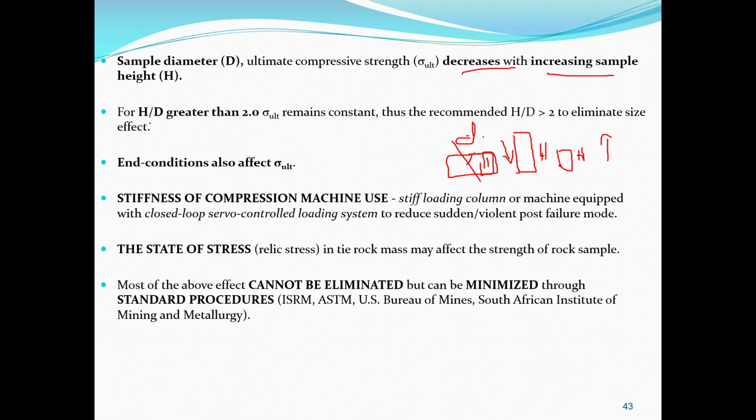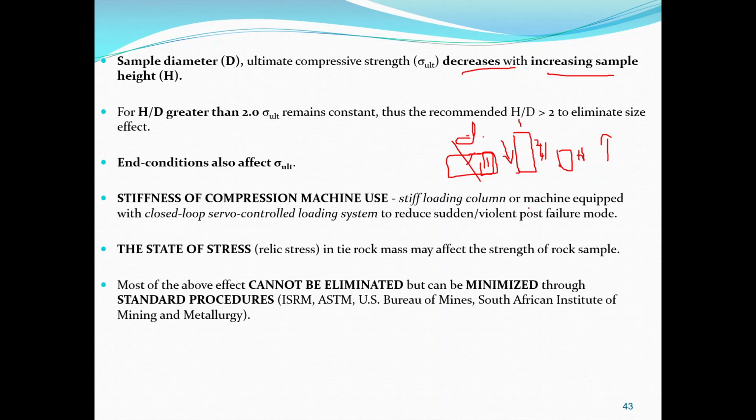That's why for H over D greater than 2 the strength remains constant, but the recommended H over D is more than 2 because of the size effect. So the recommendation is 1 here and 2 here, a ratio of 1 over 2. End condition also affects the ultimate compressive strength. Then the stiffness of the compression machine used.